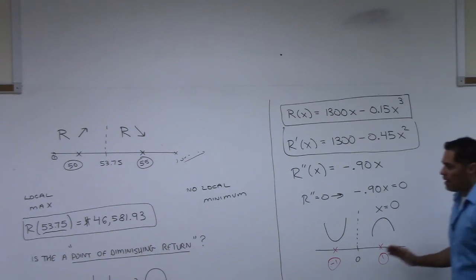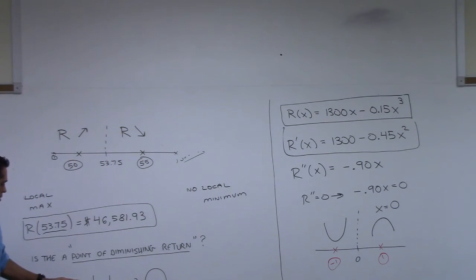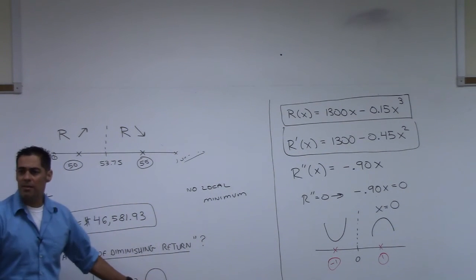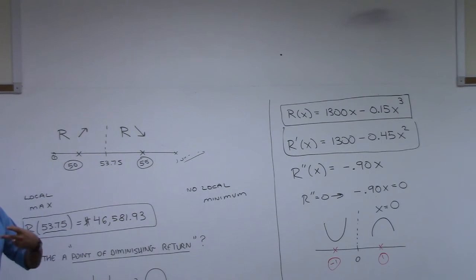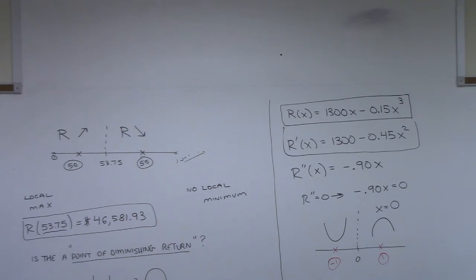So does it look like I have a point of diminishing return? From the looks of it, does it look like I do? Do I go from concave up to concave down somewhere? Yes, but why is that not a point of diminishing return? Because that's at 0, right?